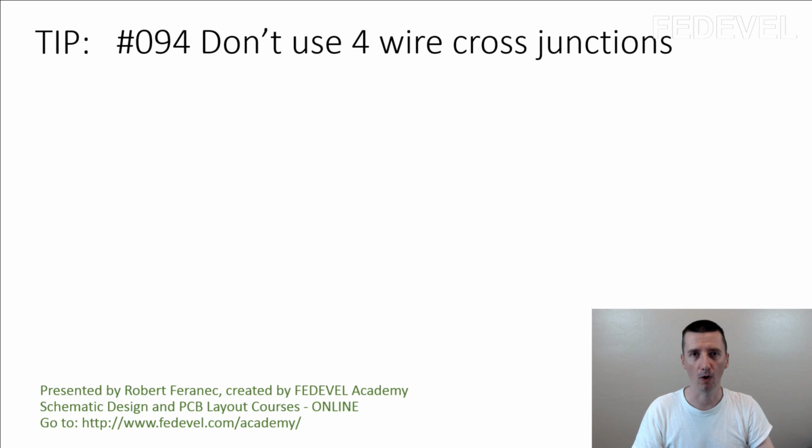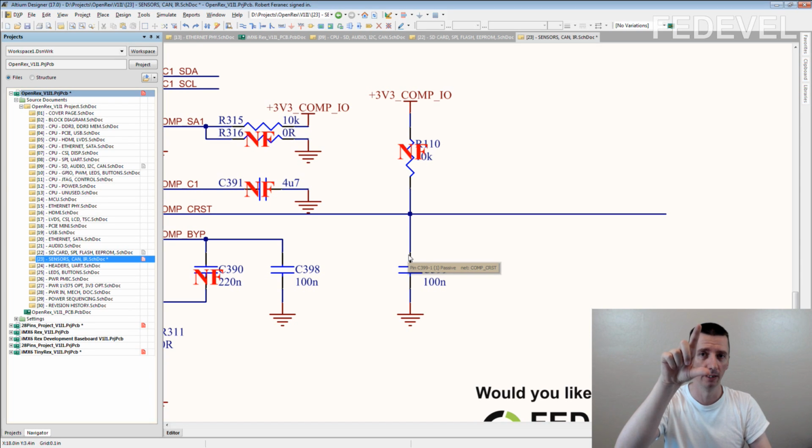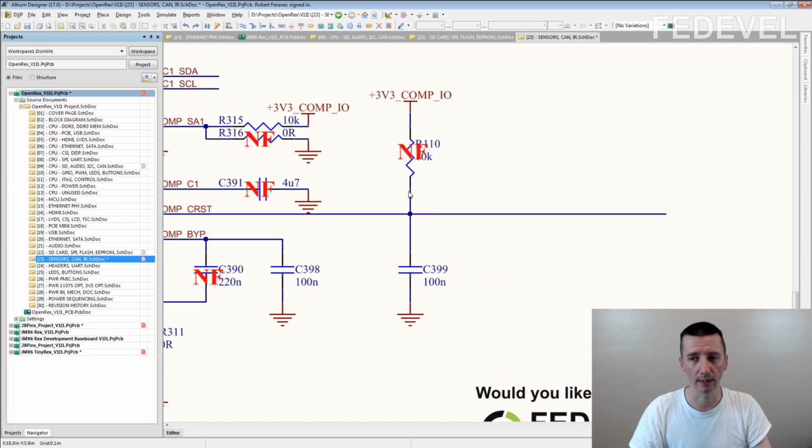Tip number 94, don't use 4-wire cross junctions. This is what I mean. This is what I call a 4-wire cross junction. Usually when you have two components on top of each other and you have them connected with a wire, and then you are crossing another wire and all this is connected in the middle with the junction point.